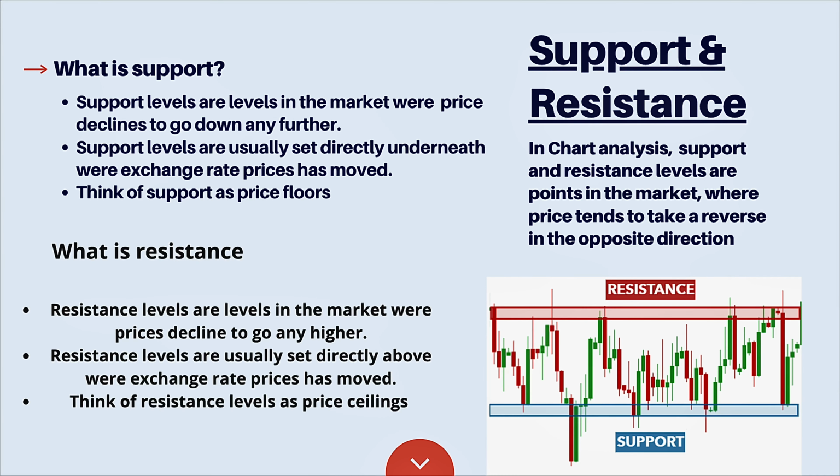Support and resistance are basically levels in the market where price reverses in the opposite direction. You can identify your support levels by looking for the levels where price pretty much declined to go down any farther. And when you're identifying your resistance levels, you pretty much just got to look for the levels in the market where price didn't go any higher. You can think of your support and your resistance levels in terms of price ceilings and price floors. So just look at the support and resistance to your right. Your price floor is where the support is, because that's where the price pretty much failed to go any lower. Your price ceiling is where the resistance is. That's where the price failed to go any higher.